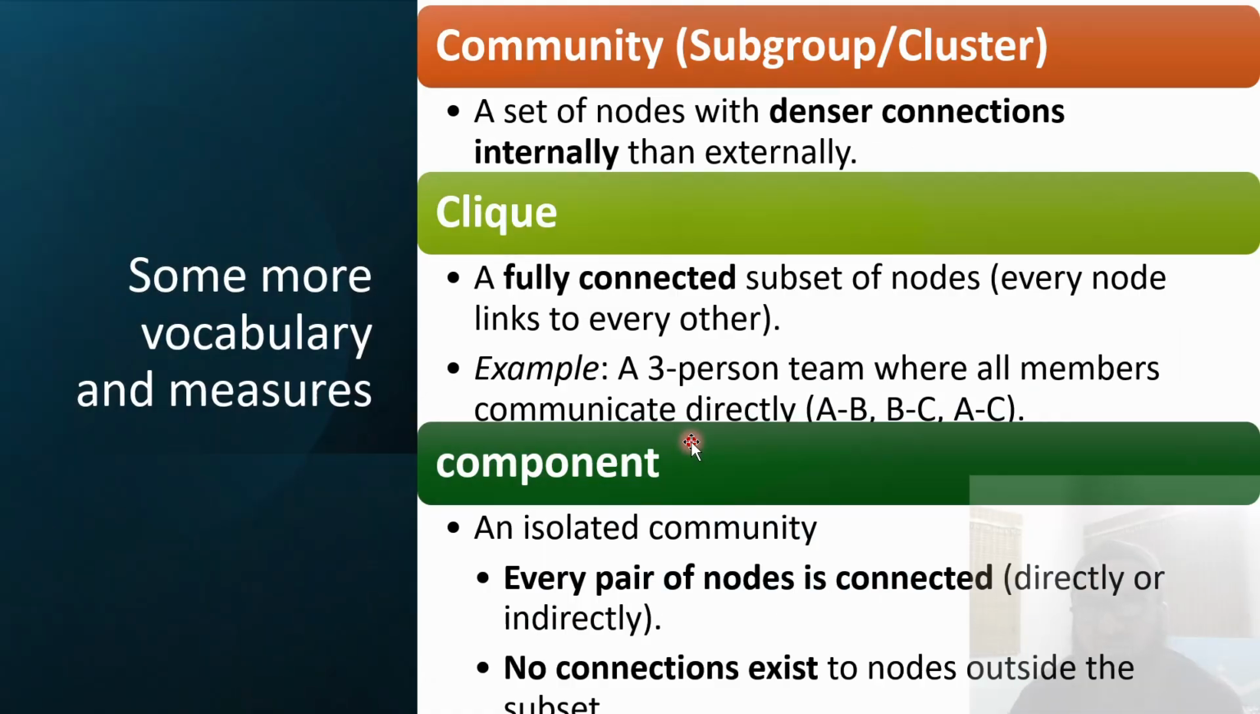So some vocabulary: communities, subgroups, clusters, a set of nodes with denser connections internally than externally. So keep in mind, a subgroup can be Conquer based, and if it is a Conquer based subgroup, then not necessarily is the internal density more than the external density, right? But if we use the term community or cluster, then it generally means that the subgrouping analysis, the clustering or the community detection, has been conducted with the Newman algorithm. Clique we already know, component we already know, we have discussed it earlier.